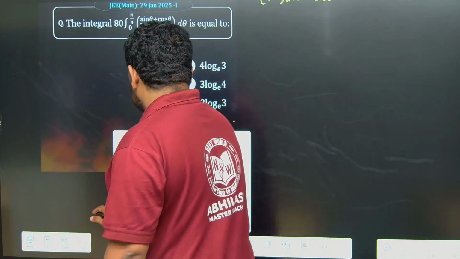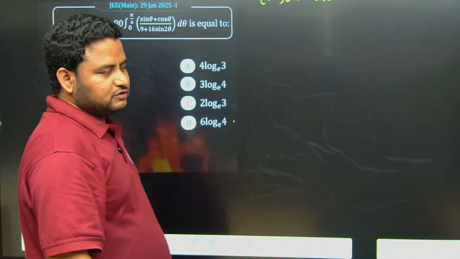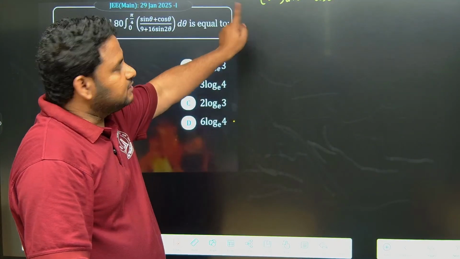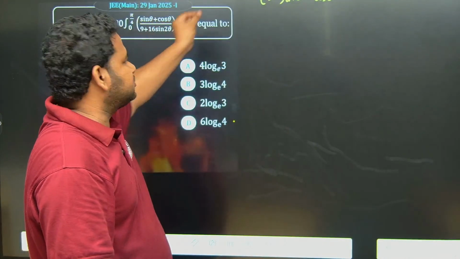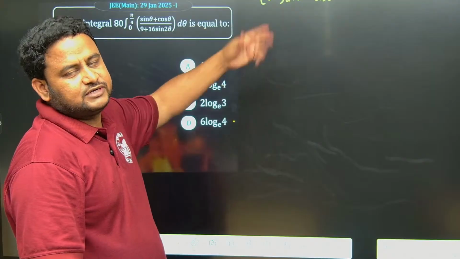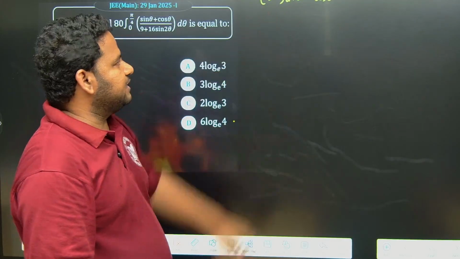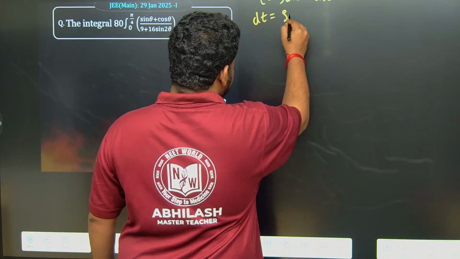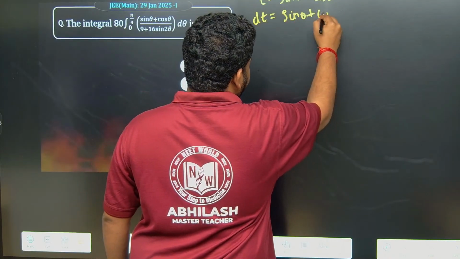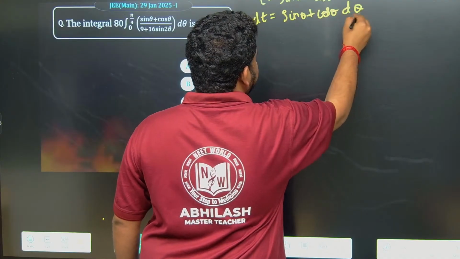While doing boards questions, you would have learned this. What is the first step you have to take here? That is substitution: t is equal to sin theta minus cos theta. Then only you will get sin theta plus cos theta d theta. So you should take its complement, that is sin theta minus cos theta. So dt will become sin theta plus cos theta d theta.